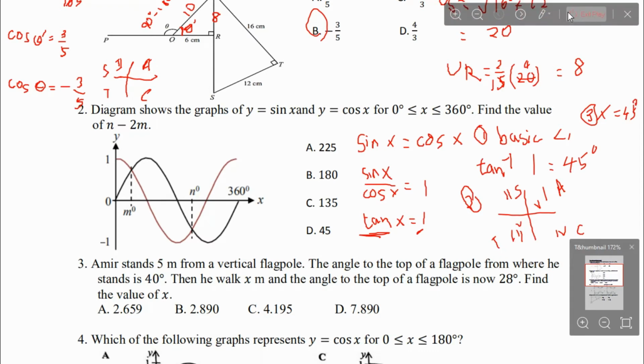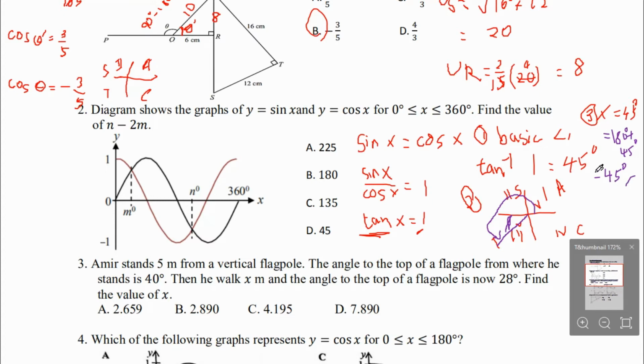If x is in quadrant 3, okay, I draw first. So this is the basic angle, and this is x. So x equals 180 plus 45. So we have 2 values for x. First one will be 45, another one will be 225. So this m will be 45 degree, and this n will be 225. Okay, now we can find the value of n minus 2m. 225 minus 2 multiplied by 45. The answer is 135. C.